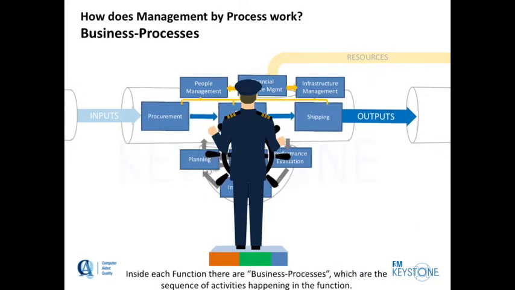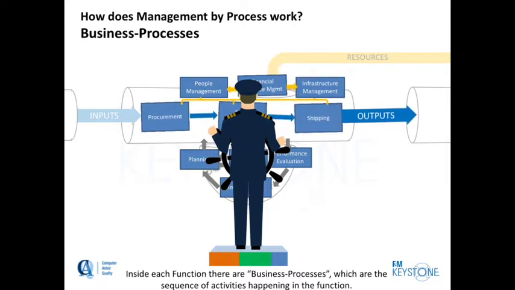In reality, inside the function, there are a lot of things happening. These are known as the business processes. It follows the same structure. There are inputs, resources, transformations, and outputs. In this example, from the manufacturing world, you can see that the procurement is delivering something to serial production that transforms it and delivers it to shipping that sends it to the next line.